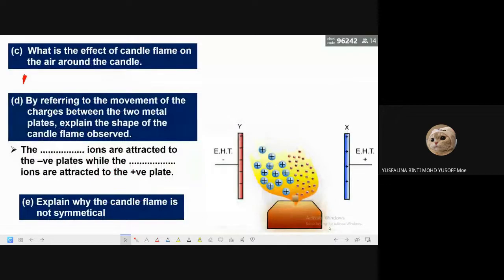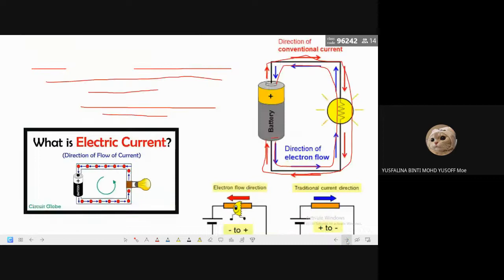This is the example of what happens to the candle flame when you put it in an electric field. You have two plates here, positive and negative. The negative will attract the positive part, while the positive will attract the negative part. You can see at the positive plate, the flame is much bigger than at the negative one. This is because the size of the positive charge is much bigger than the negative charge. So let's try to answer these questions.